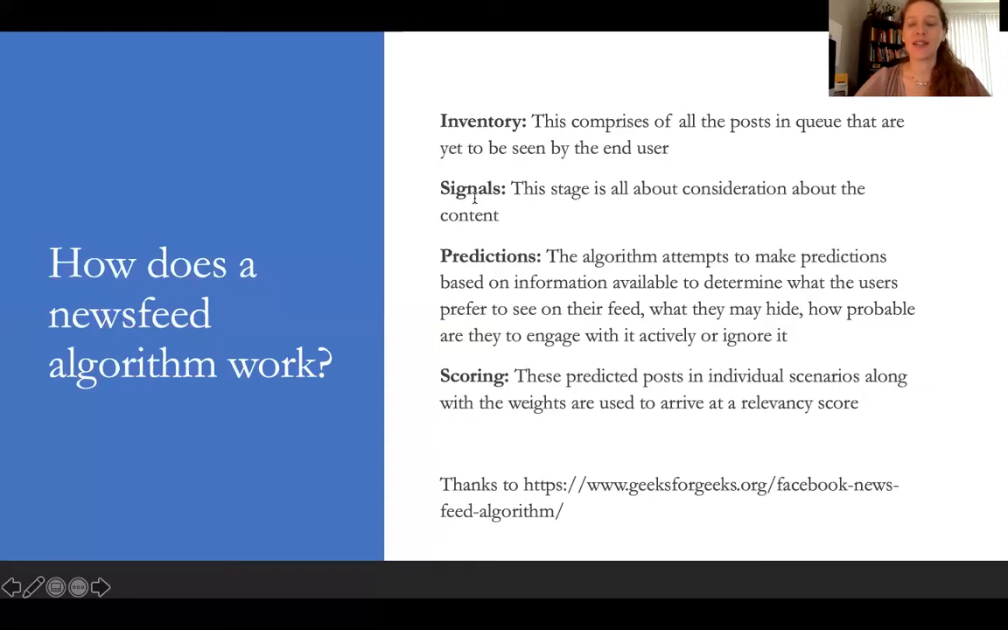And then the last stage is that these predicted posts, along with the weights, arrive at a relevancy score. So the posts are then ordered based on this score in descending order. Okay, so based on the score that these posts are given from the signals and from the predictions, they get a score. All of these are in the inventory, all these potential posts in the inventory. Okay, and based on this score, then they appear in this order, in descending order from the highest score down. Okay, this is a ranking approach.